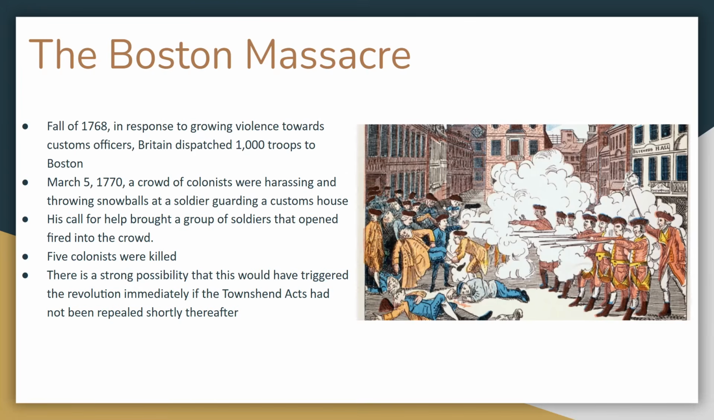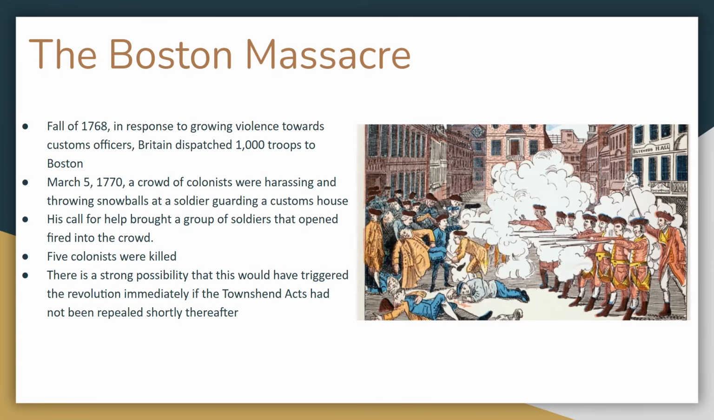And in response, Britain dispatches a garrison of troops to Boston. A couple years later, now that we have this, we've had a standing police force for a year and a half by March of 1770. And if you thought people were upset before, they're even more upset now.